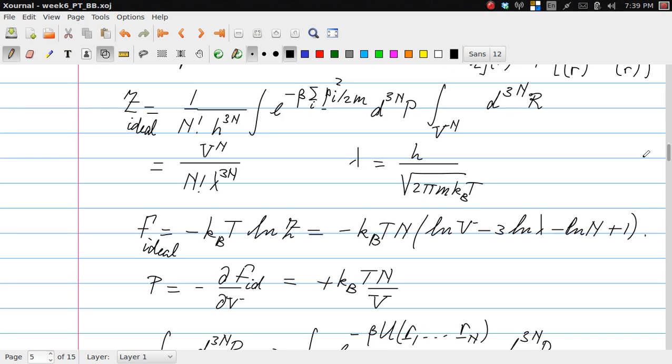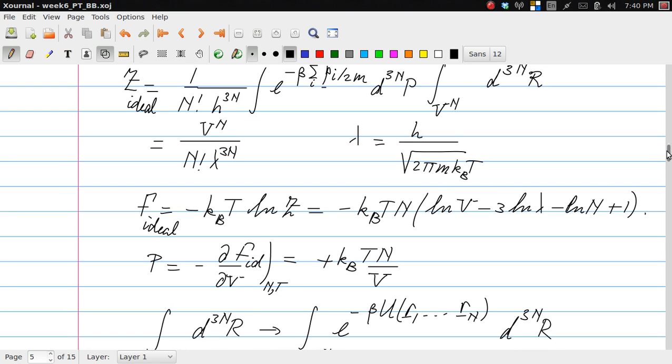So if I calculate the ideal gas free energy, that is minus kBT ln Z, and from this expression here it's very easy to calculate that. Just take the logarithm and put a minus kBT in front. And if I then calculate the pressure, which is given by minus the derivative of the ideal gas free energy with respect to V at constant temperature and particle number, I get my equation of state, my ideal gas equation of state.